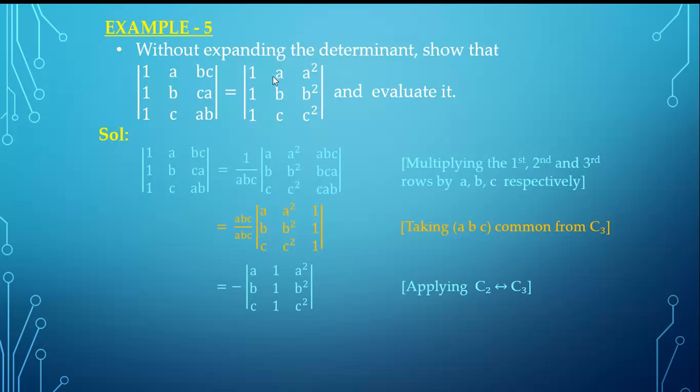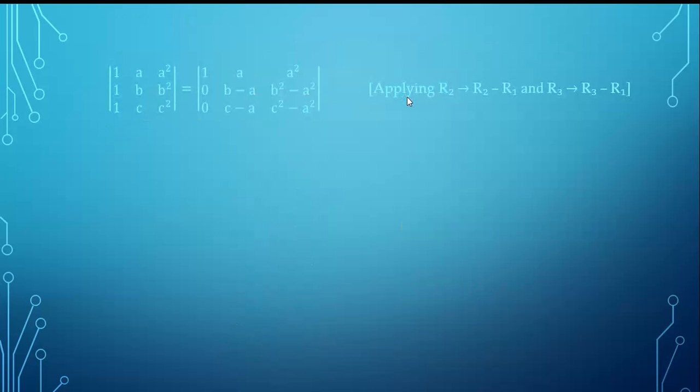After that we need 1 here. So now we interchange our C1 with C2. So now we change our C1 into the C2. So now it becomes this. So the first thing is proved: this determinant is equivalent to this determinant. Now further we need to find the value of this determinant.